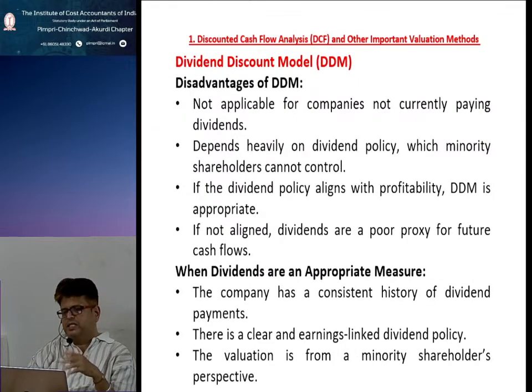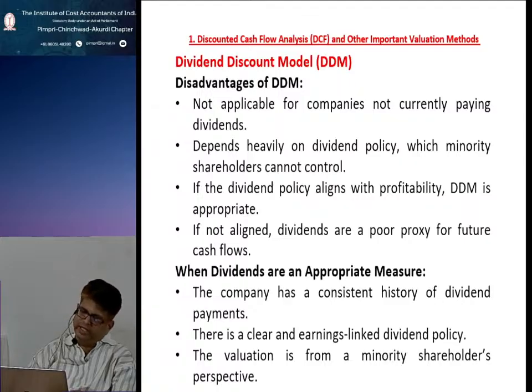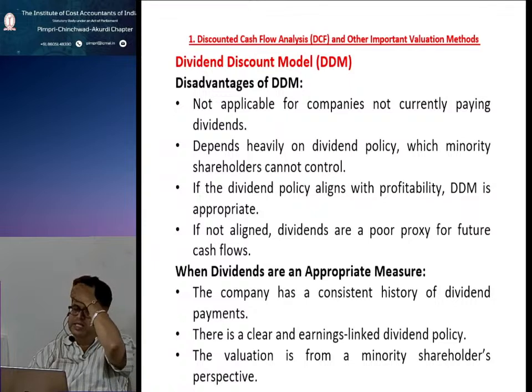There are certain disadvantages of DDM. It is not applicable for companies not currently paying dividends, and it depends heavily on dividend policy, which minority shareholders cannot control. If the dividend policy aligns with profitability, DDM is appropriate. If not aligned, dividends are a poor proxy for future cash flows.